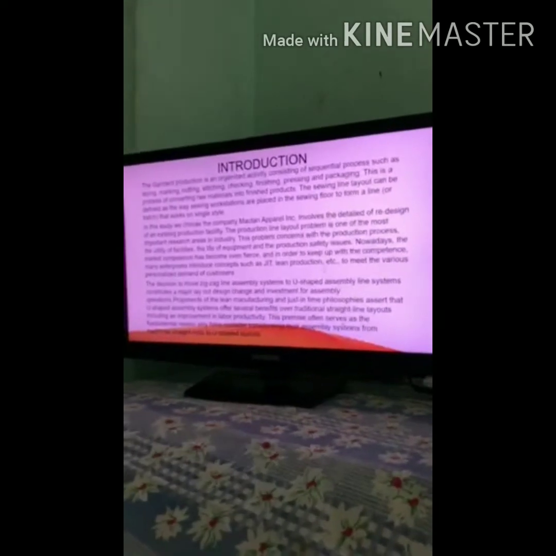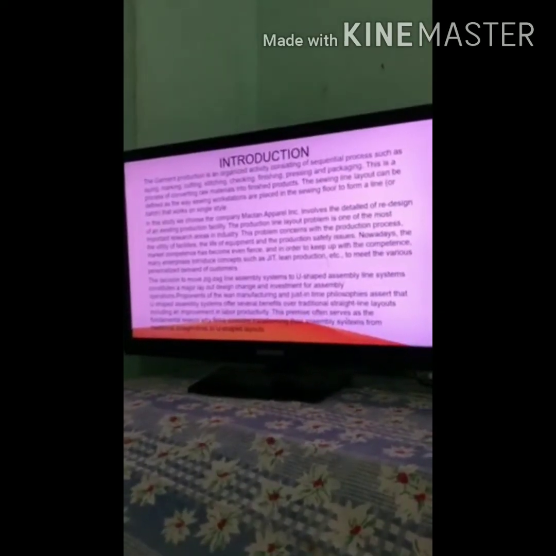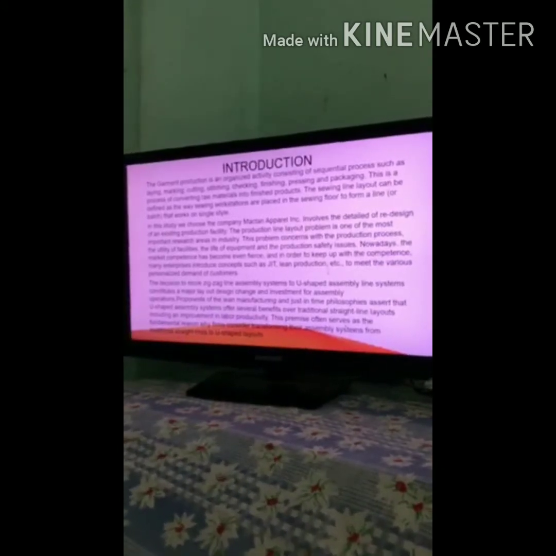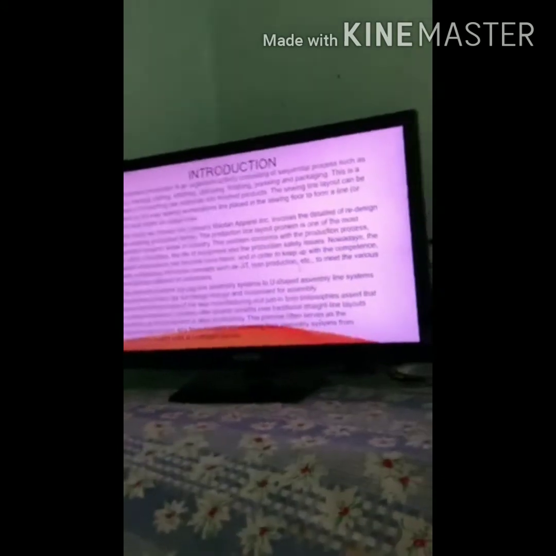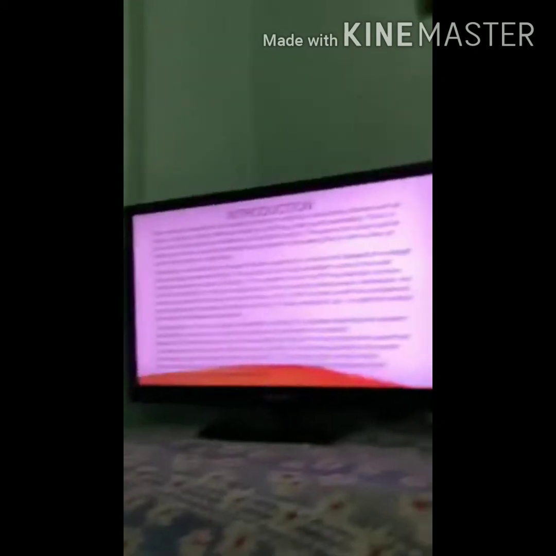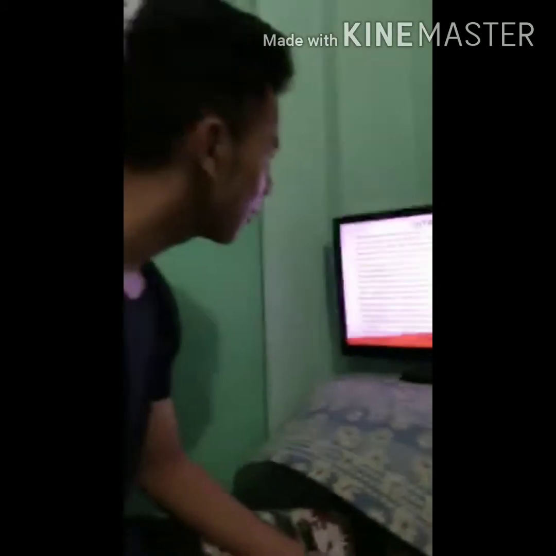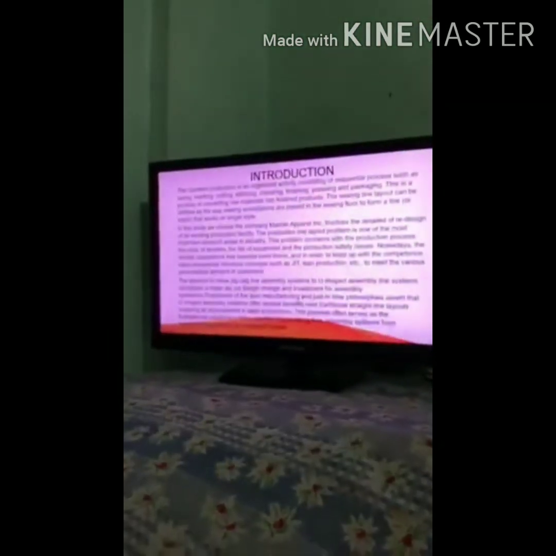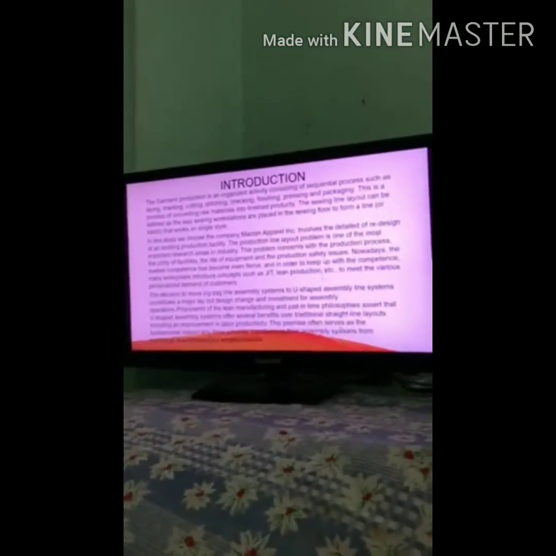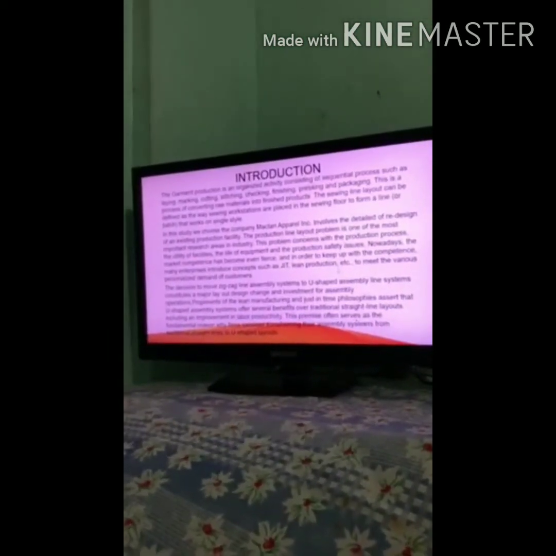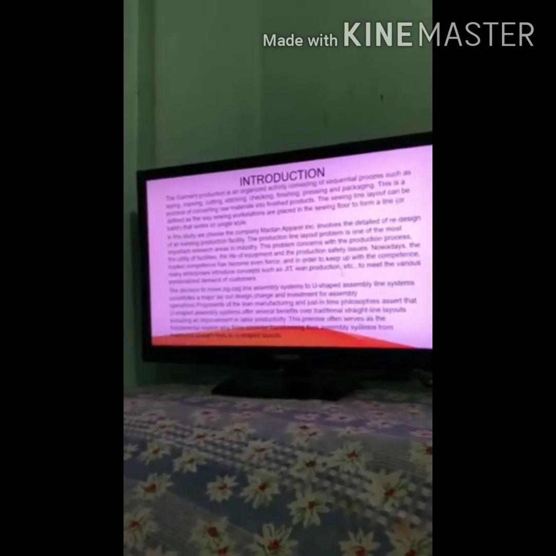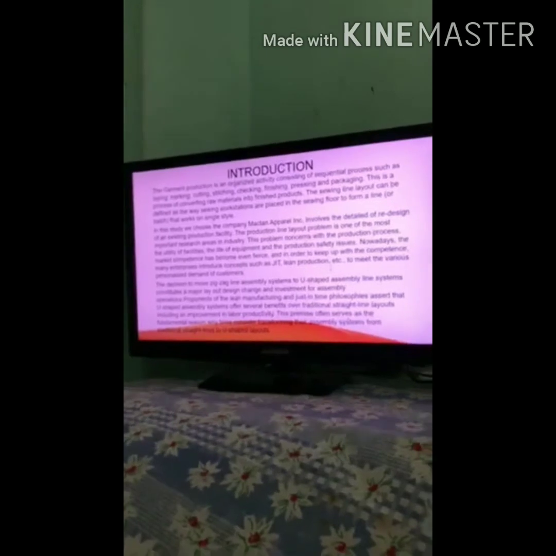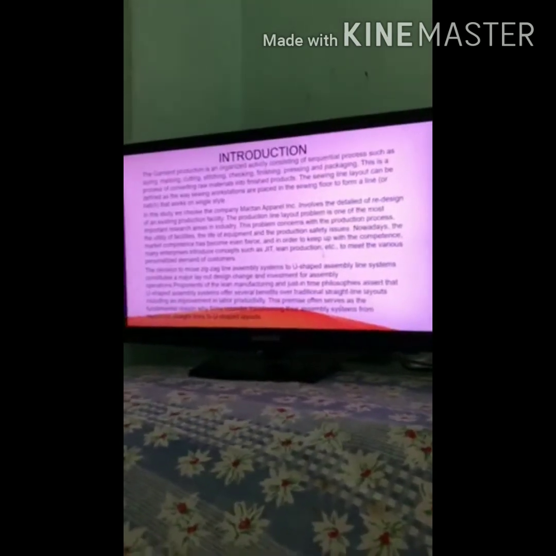So in this study, we chose Mactan Apparel Incorporated. It involves a detailed redesign of an existing production facility. The production line layout problem is one of the most important research areas in industry. This problem concerns the production processes, the utility of facilities, the life of equipment, and production safety issues.